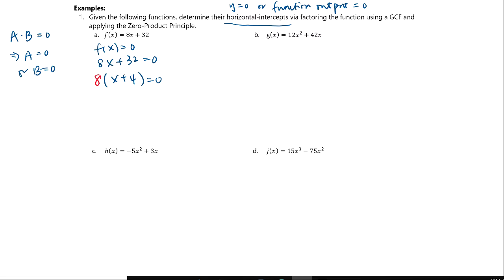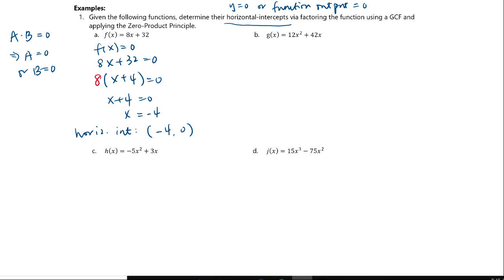And now if we look at the product form, the factored form we have, the first factor we had is 8 over here, and we know 8 cannot be 0, so the only possibility we have left is x plus 4 equal to 0. Therefore, if we subtract 4 on both sides, we would get x is equal to negative 4. And that's going to be the x-coordinate of our horizontal intercept. And therefore, we would say the horizontal intercept is going to be the point (-4, 0). We need to use an ordered pair because the intercept is a point. And that's how we go through the process of finding the horizontal intercepts.